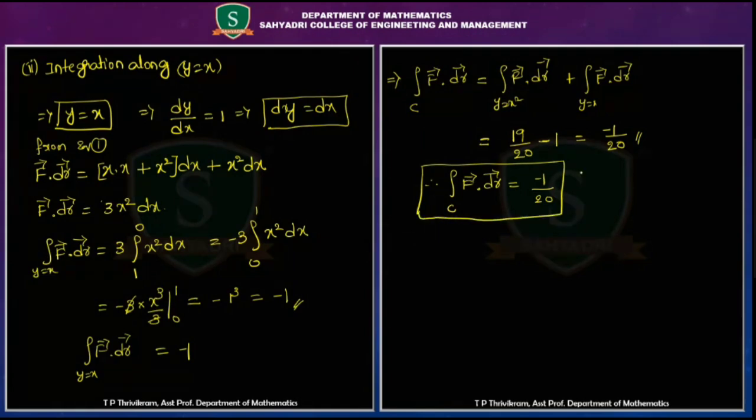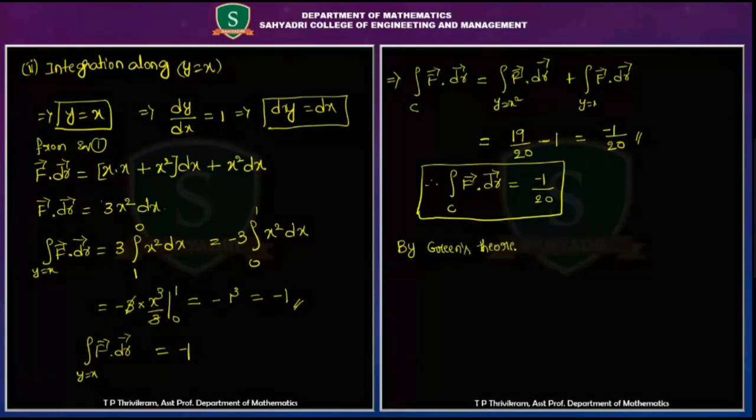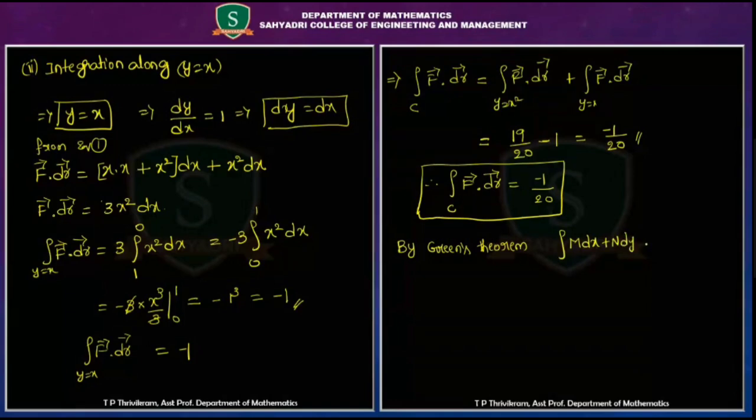Now we have found the answer by line integral. Now the same value you should get by surface integral by using Green's theorem. So this is the other half of the question. Now by Green's theorem, what does Green's theorem say? Integral of M dx plus N dy is equal to the double integral of dou N by dou x minus dou M by dou y dx dy.